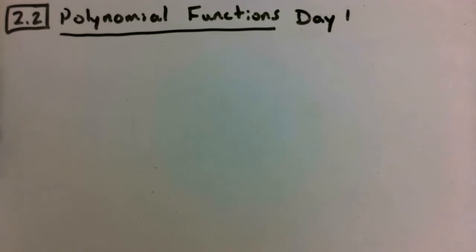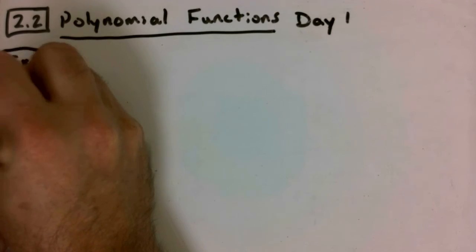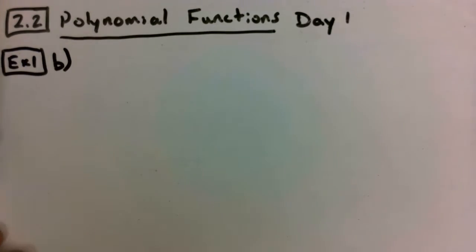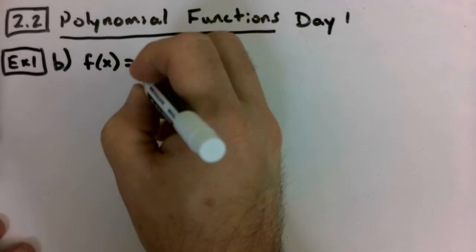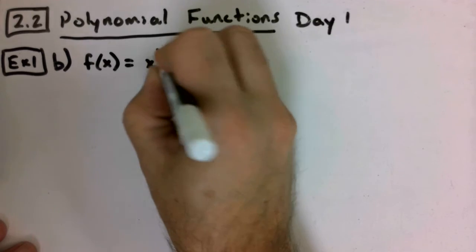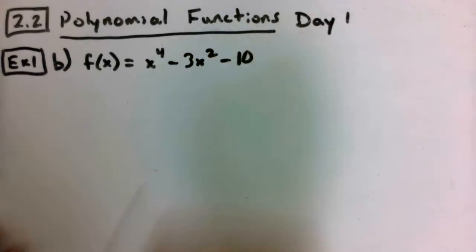For section 2.2 day 1, in example 1, our directions are to state the number of possible real zeros and turning points, and then determine all real zeros by factoring. This is example 1, letter B. We're going to do this problem with f of x equal to x to the fourth minus 3x squared minus 10.